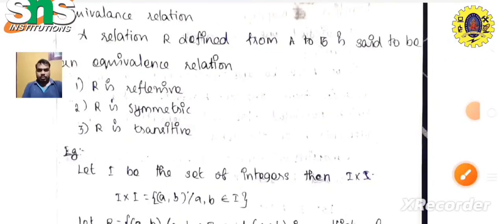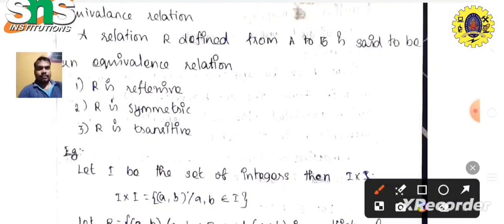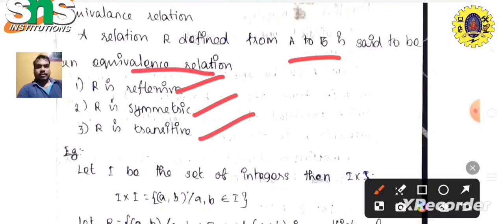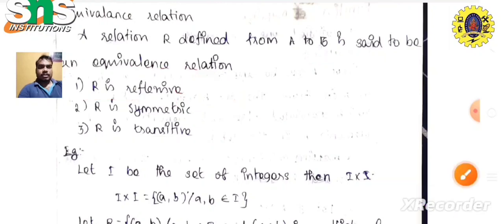Next, we have to see the definition of equivalence relation. The relation R defined from A to B is said to be equivalence if it is satisfying reflexive, symmetric, and transitive. R is said to be an equivalence relation if it is satisfying reflexive, symmetric, transitive. R is satisfying three relations.